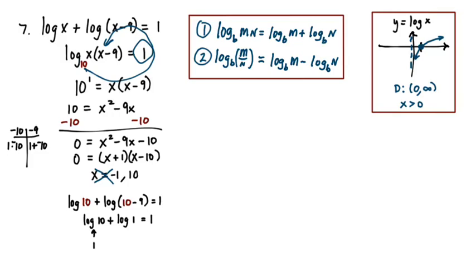You can also check that on the calculator, but I think it's important to also be able to evaluate without the calculator. Again, for log of 1, this is a base 10 log. So what exponent do you put on a base of 10 to get 1? That would be 0. And so log of 1 is 0. And so 1 plus 0 is 1. This one does check.